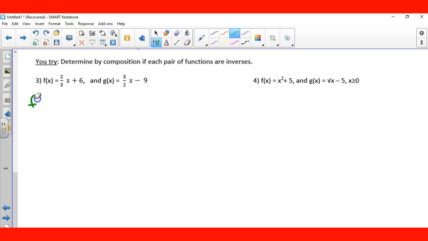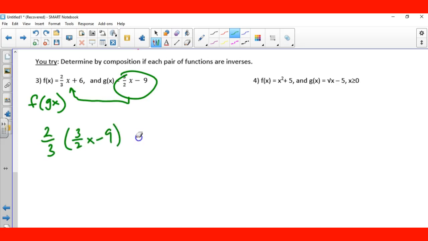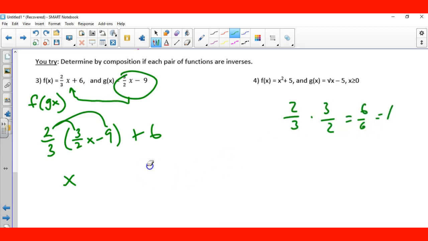All right. So first, I'm gonna do f of g of x, meaning I'm going to put this g into f. See how it's inside? So we have 2/3 times 3/2 x minus 9 plus 6. So now I have a fraction. I want to distribute that. So I have 2/3 times 3/2. That's 1x. Again, look, 2/3 times 3/2, that's 6/6, which is 1x.